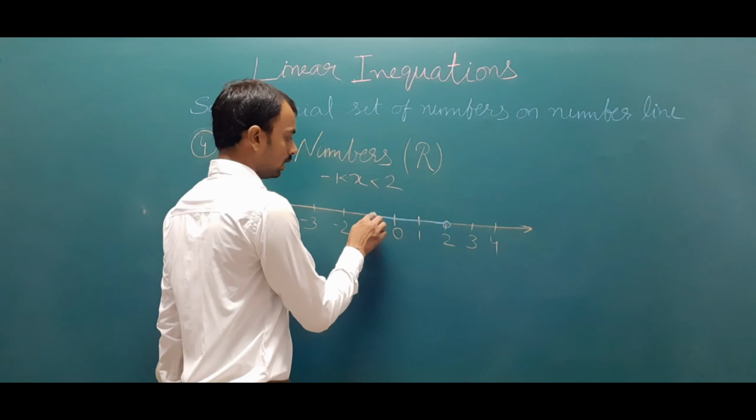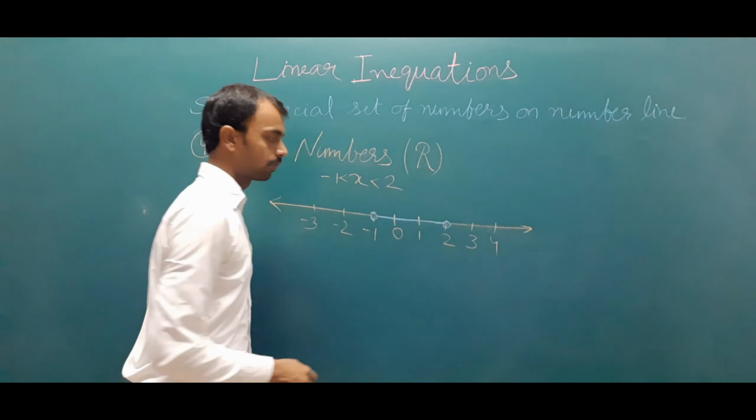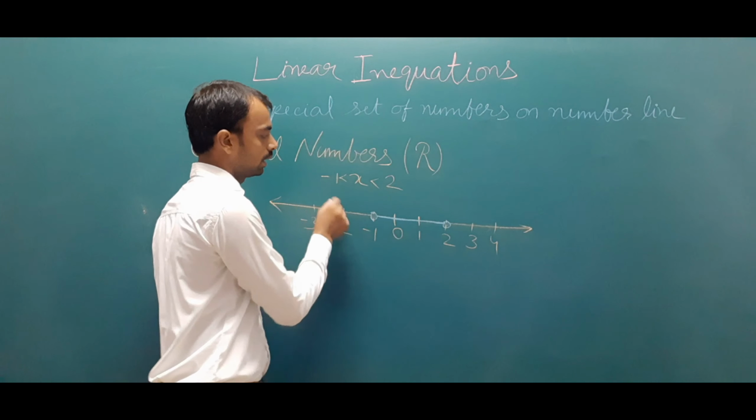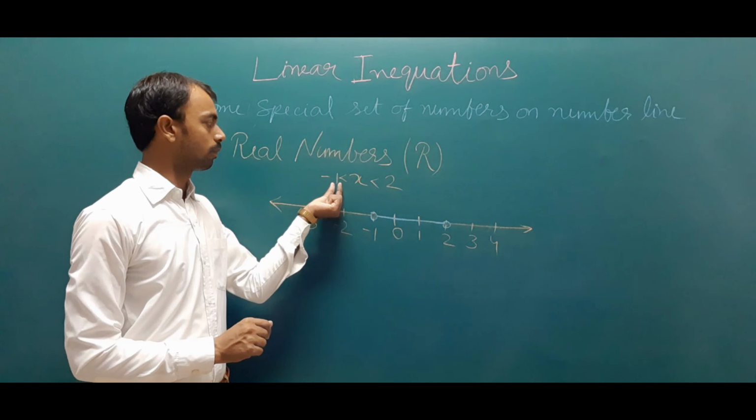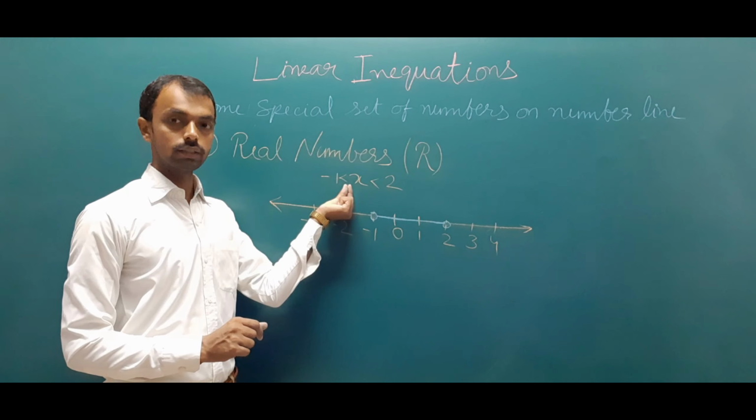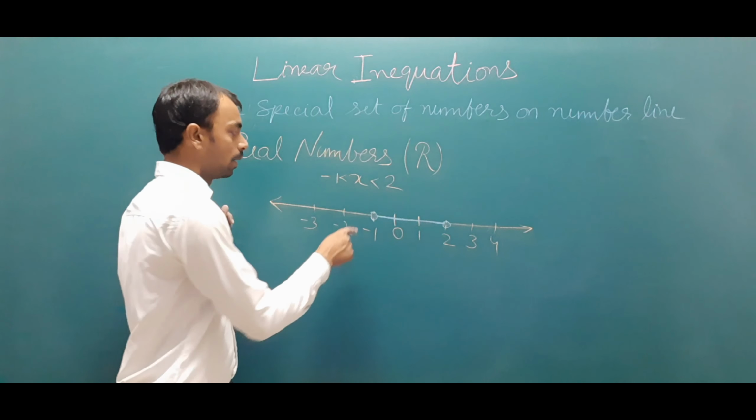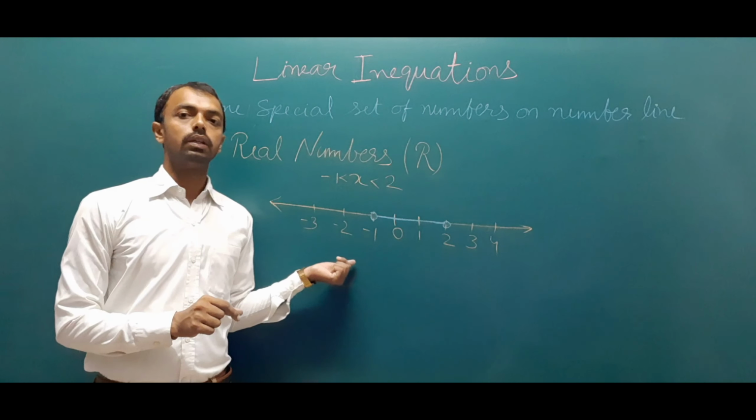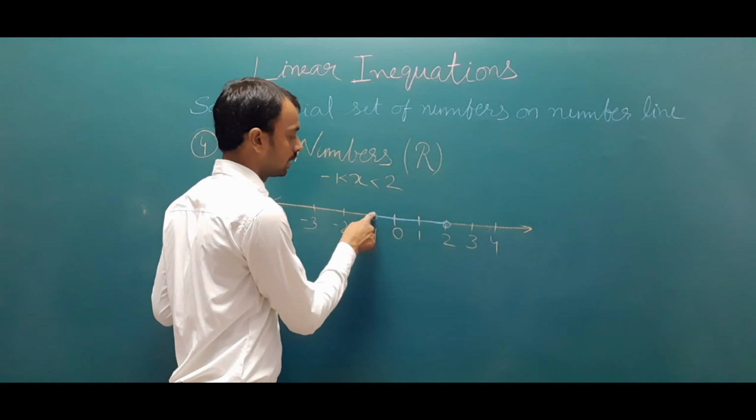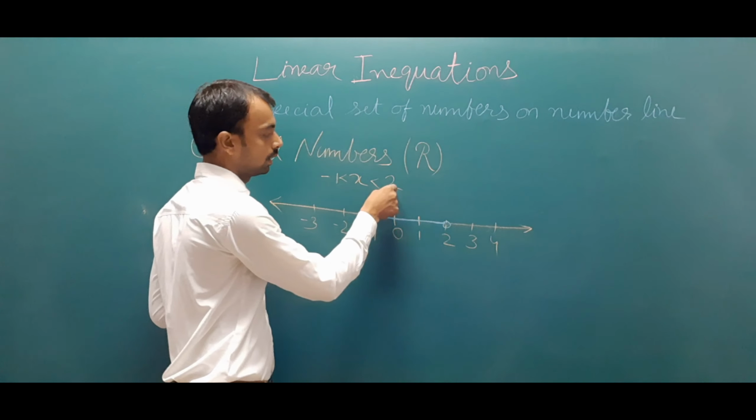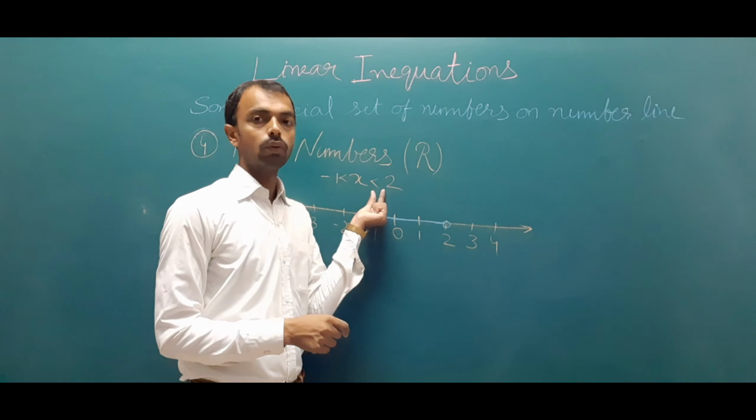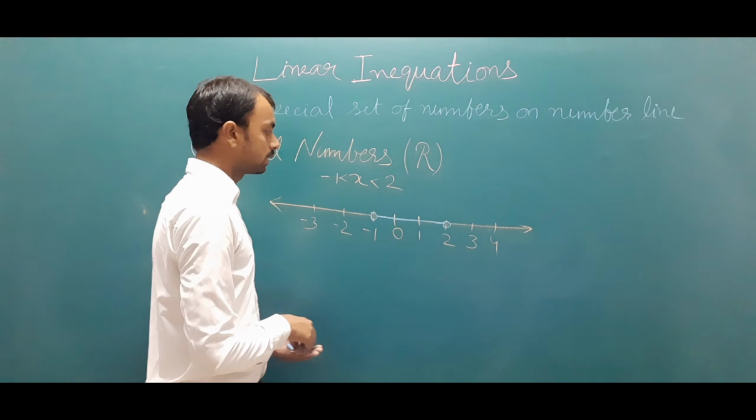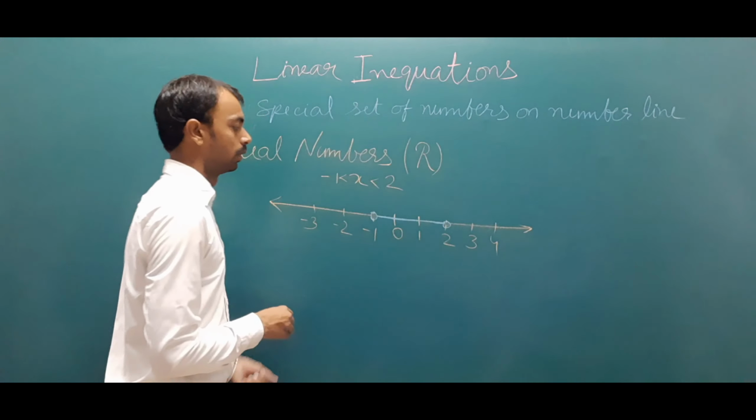Now here it is a hollow circle, no? What does a hollow circle mean? -1 is less than x, okay, meaning x is greater than -1. Here -1 itself is not included, so our number line starts just after -1. And 2 is also excluded, because x is less than 2. Now x less than 2 means a hollow circle will be there also.